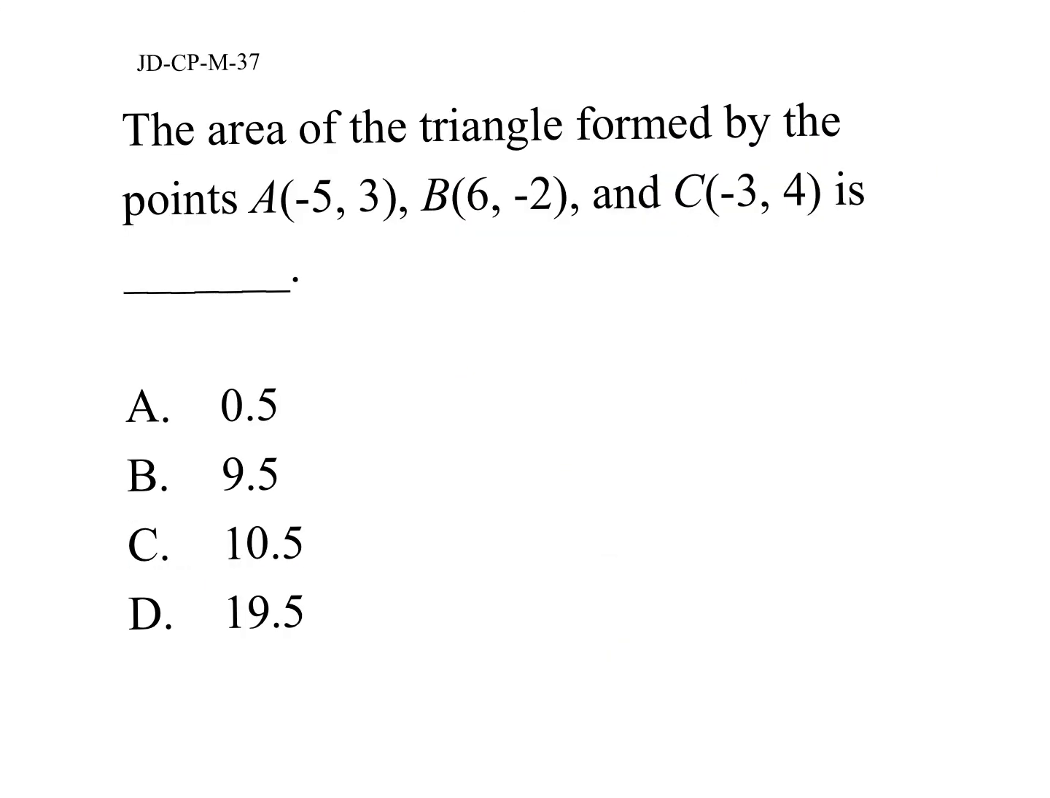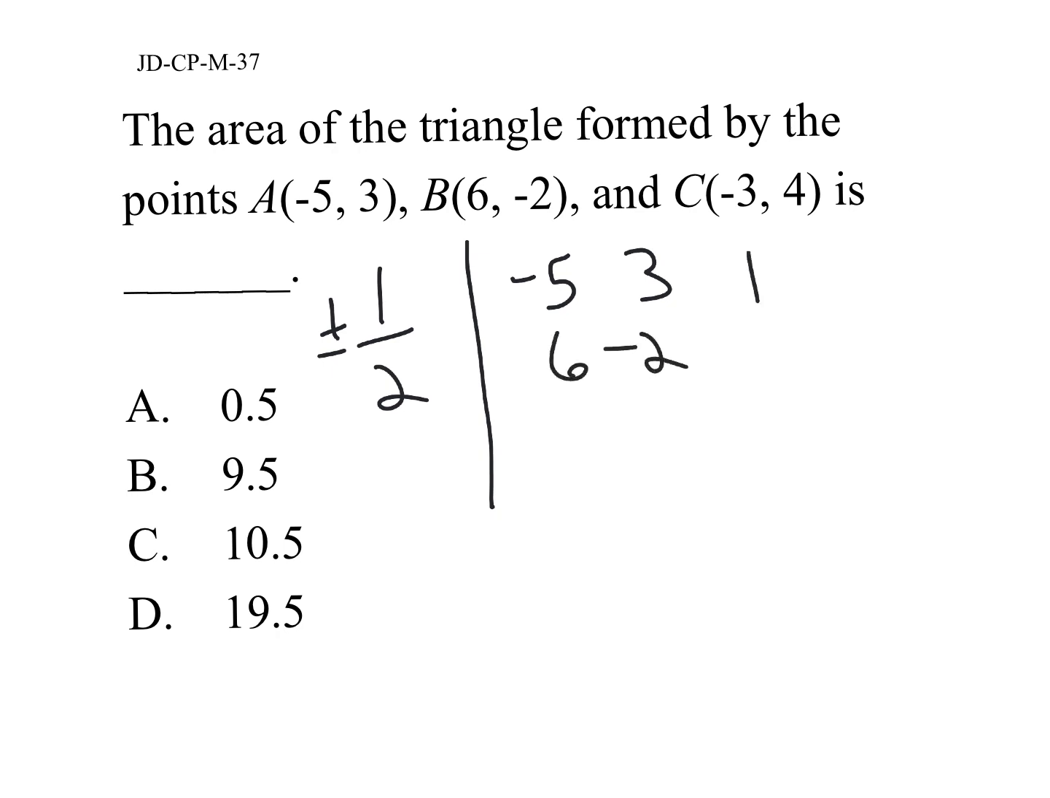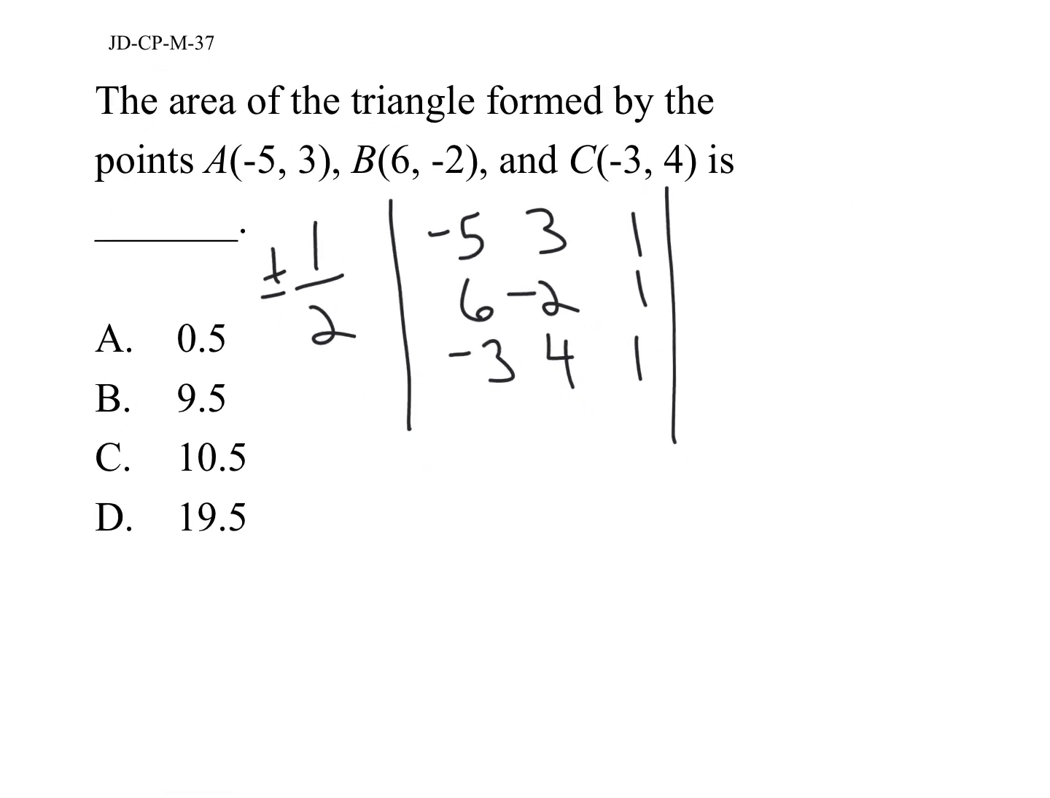So for 37, they want us to find the area of the triangle formed by these points. What we do is take plus or minus half of, and we're just going to write these: negative 5, 3, and we'll put a 1 next to it. 6, negative 2, put a 1 next to it. Negative 3, 4, put a 1 next to it. So it's plus or minus half times that, because area of a triangle is half base times height, I think has to do with that.